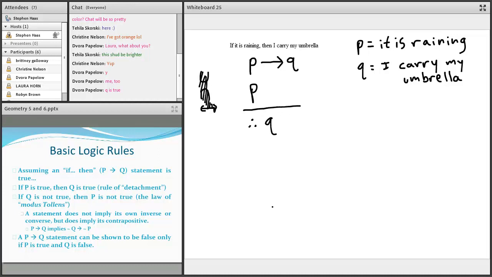So for example, in my statement, if it's raining, then I carry my umbrella. If I tell you that it's raining, can we then deduce that I carry my umbrella? Yeah, common sense. That is the rule of detachment, also sometimes called the rule of modus ponens, but you don't have to worry about that.